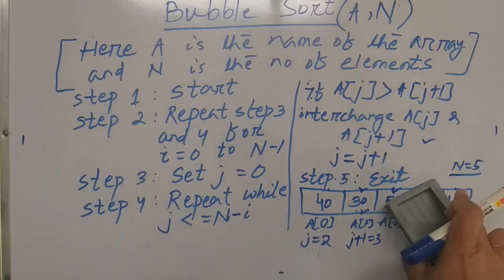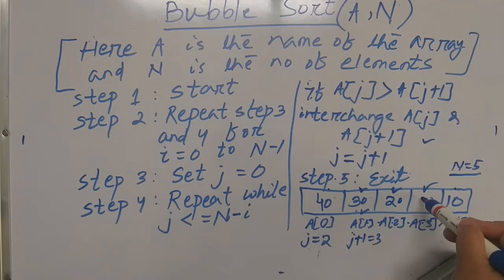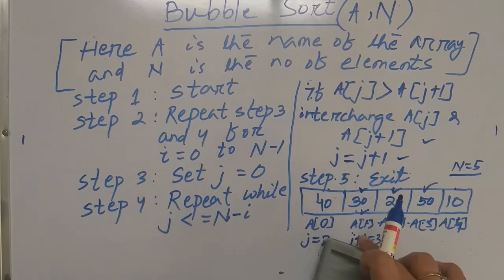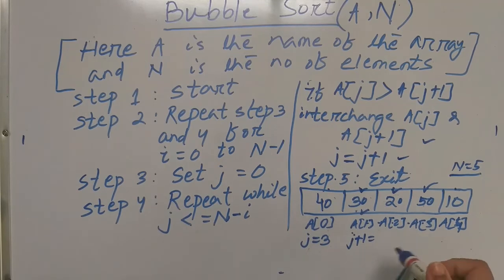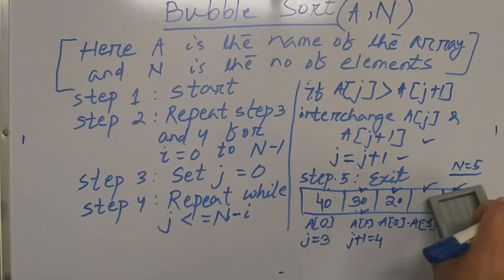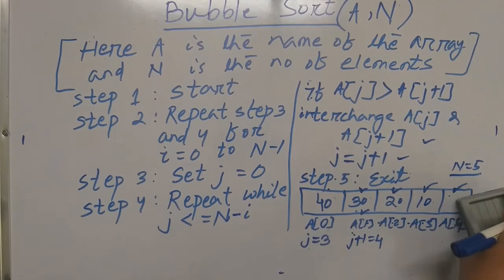Here 50 is also greater than 20, so what are we doing? We write 20 here and 50 here. Once again j is incremented, so the j value changes from 2 to 3 and j plus 1 changes from 3 to 4. Here the third element is compared with the fourth element. So 10 comes to this position and 50 goes here.